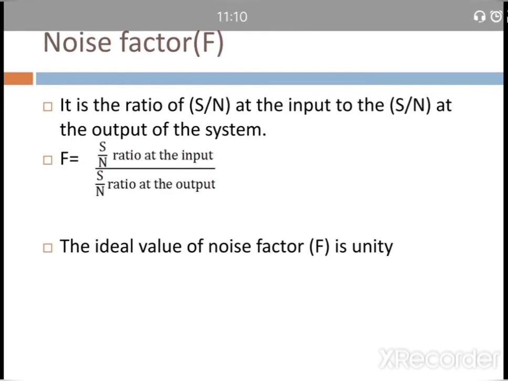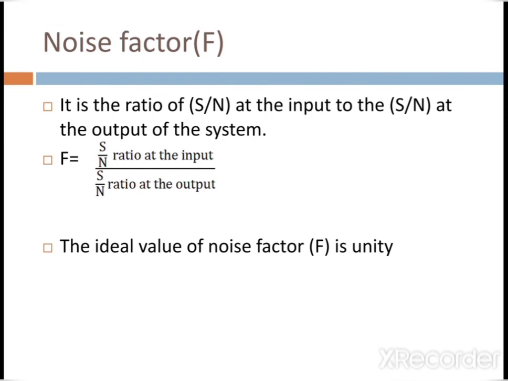Then next is noise factor. So what is noise factor? Noise factor is the ratio of signal to noise at input to signal to noise at output of the system. That means F is equal to S by N ratio at input side divided by S by N ratio at output side. Then the ideal value of noise factor is unity.